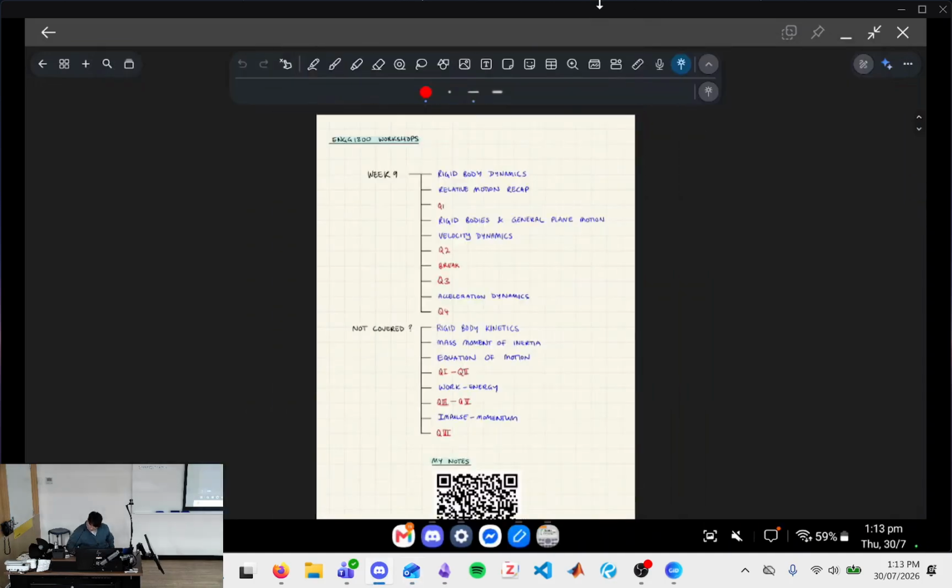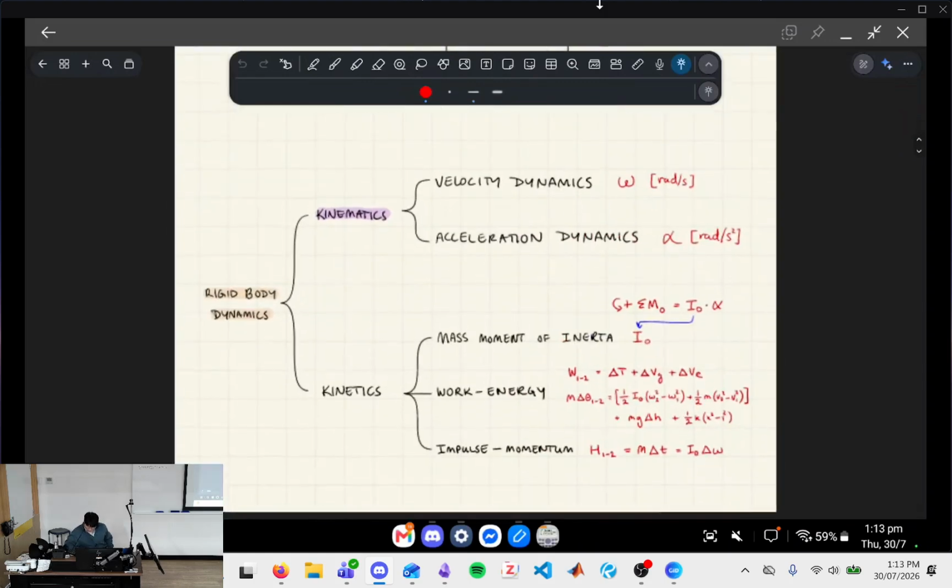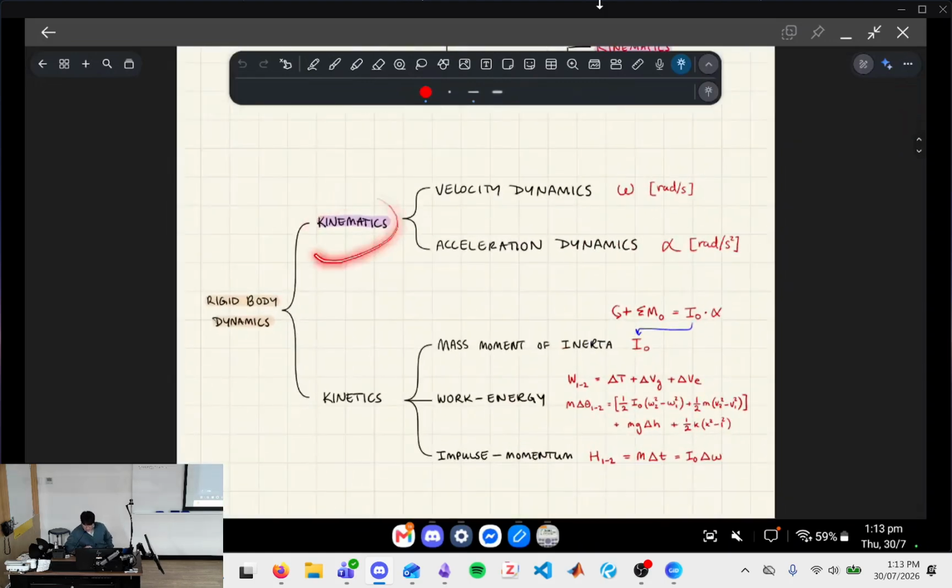So today we're going to be talking about rigid body dynamics in general. And what falls under rigid body dynamics is a kinematics component and a kinetics component, right? So this is mirroring what we were learning in week 7 and 8 on particle dynamics, basically. So particle dynamics was split up into kinematics and kinetics as well.